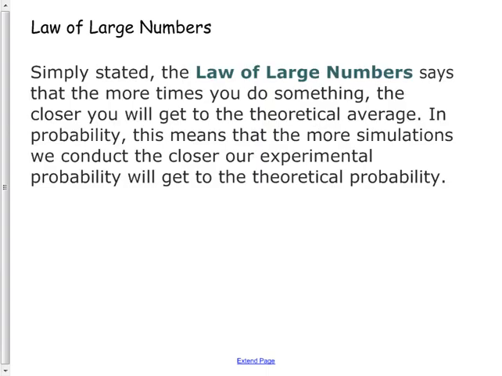All right. Now, we have to keep moving. The law of large numbers says that the more times you do something, the closer you'll get to the theoretical average. So basically, if you flip a coin 3 times, you're not going to know what's the probability. You flip it 1,000 times, and you see it's 500 and 500, you get much closer to an accurate percent.